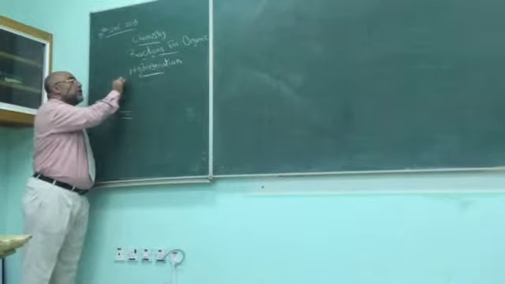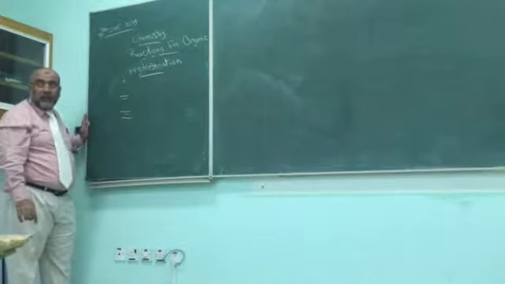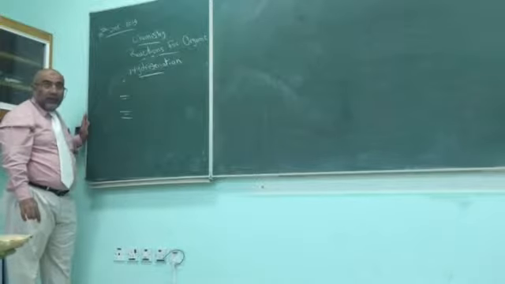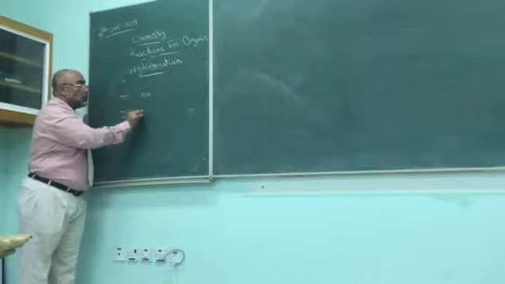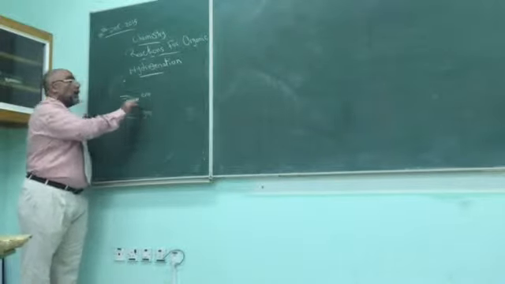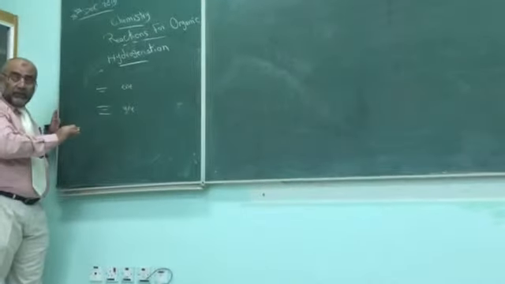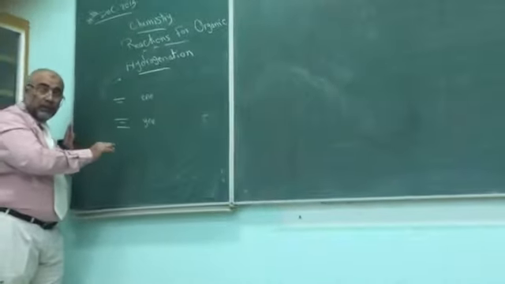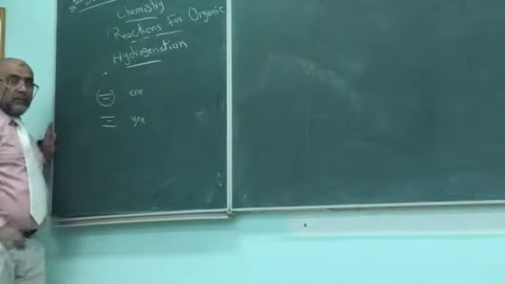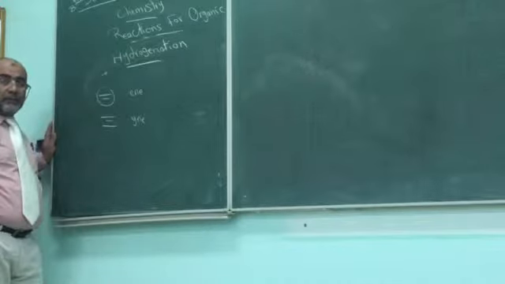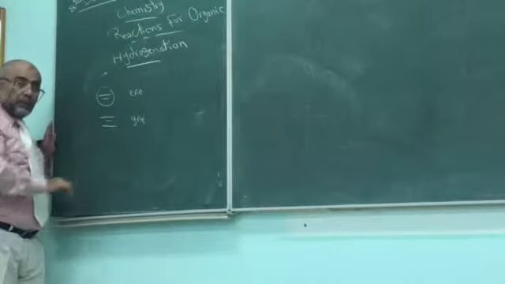For hydrogenation process, all the reactants should be unsaturated, right? Should be unsaturated, maybe an alkene or alkyne. To complete this reaction, you should know that reactants should have pi bonds. Okay, 1 pi or 2 pi bonds.